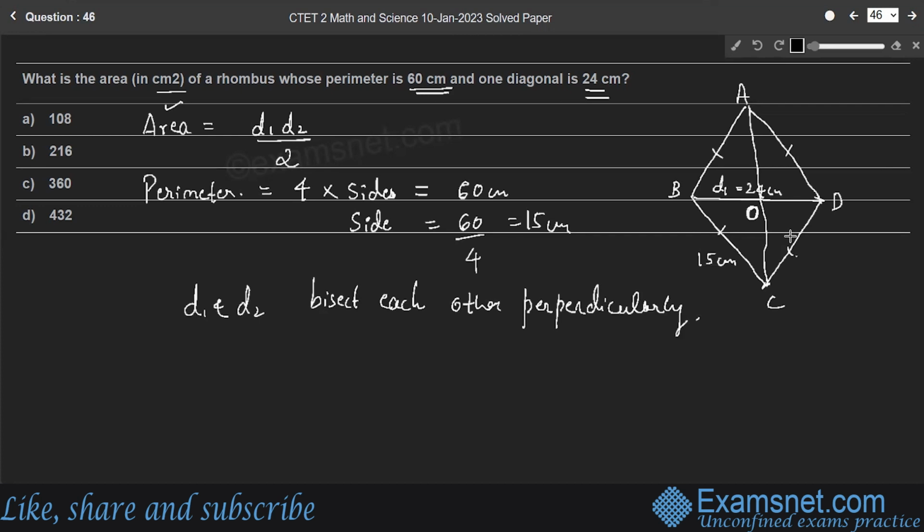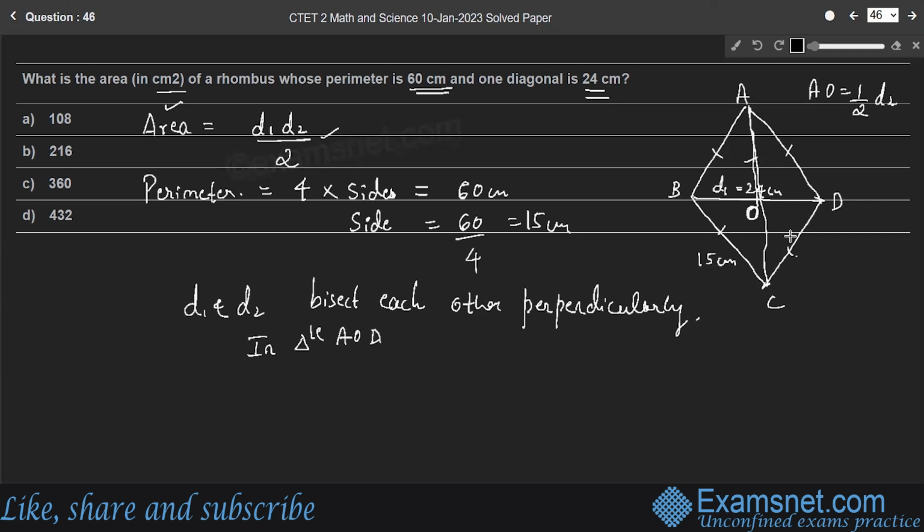Right? Therefore, to find area, we need D1 and D2, right? So we'll find the measure of AO first. So here AO, this length is half of whole D2. D1 is already given, half of D2 is AO, right? So we'll find AO, which is half of D2. So for that, to find AO, we'll consider triangle AOD.